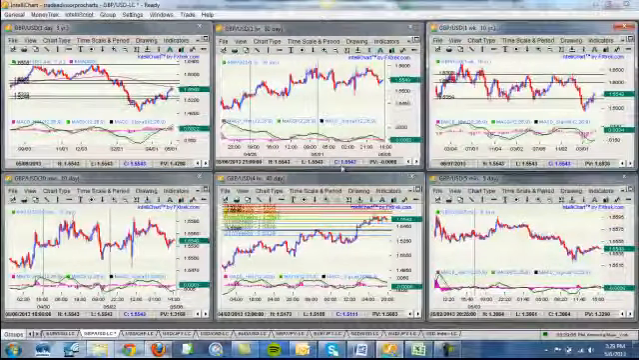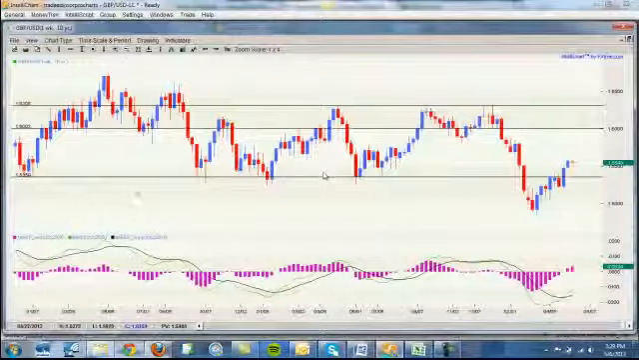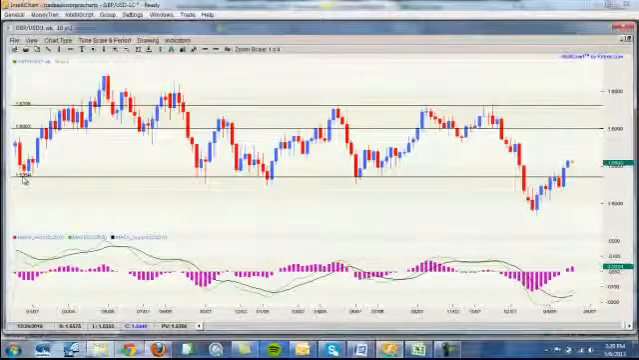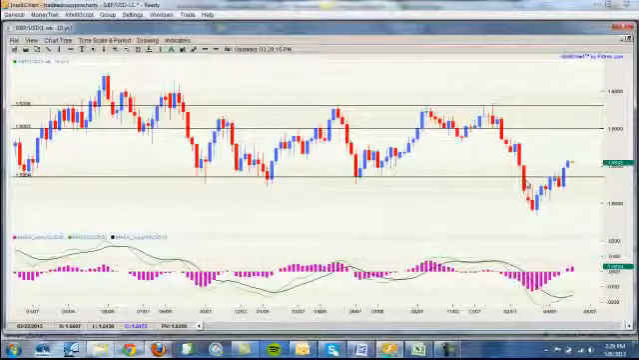Now on the pound dollar weekly chart, let's go over to the weekly. We can see here that the pound dollar pretty much loves to range between the 1.5300 mark and the 1.6300 mark, a 1,000 pip range that it's been doing for several years.